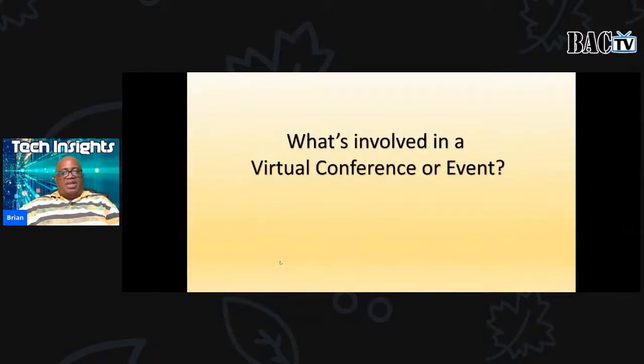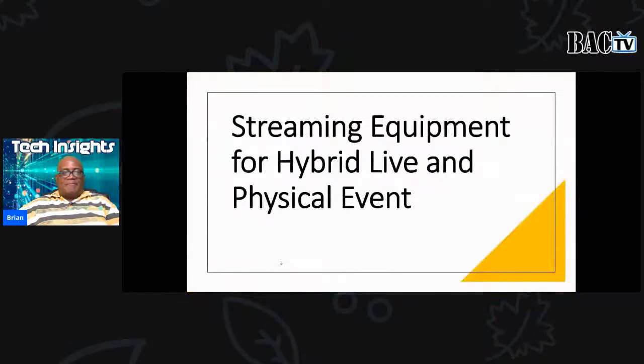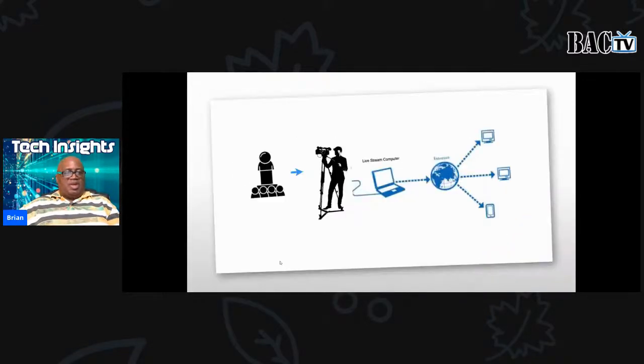What's involved in a virtual conference or event? I'm glad you asked. You need some equipment, streaming equipment for hybrid and live and physical events. It goes as follows. If you see here, you have a person on stage, and then you have a camera, you need a streaming computer, and then you need access to the internet and the software in between that connects people from the computer to the internet and the conference that you're doing.